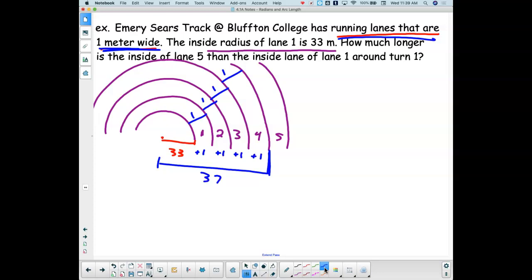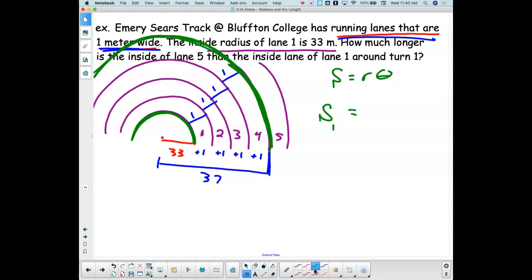Oh, that was pretty good. Yeah, that's what I thought too. Now it says how much longer is the inside of lane 5 than the inside of lane 1 around turn 1. Well, the turn is a semicircle. If I can find the length of that arc, and the length of the other arc, then I just subtract them because it says how much longer. Oh yeah, S equals R theta.